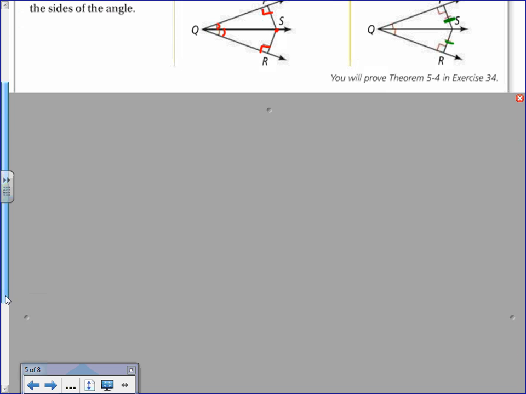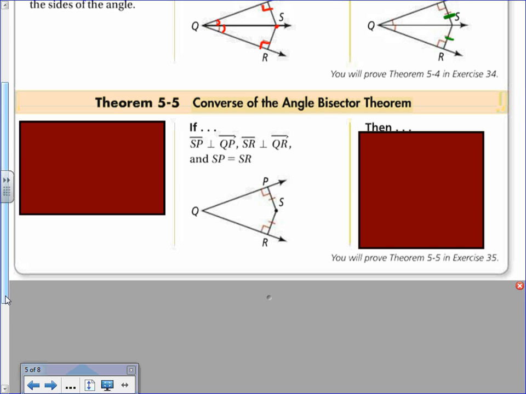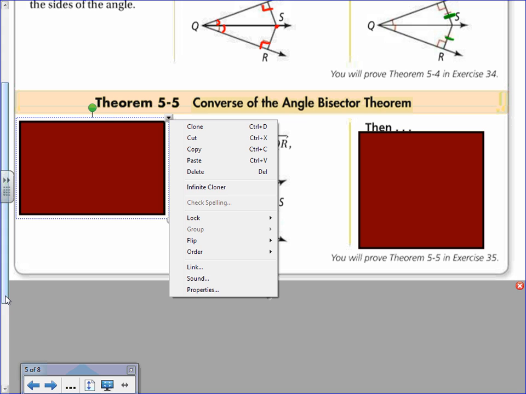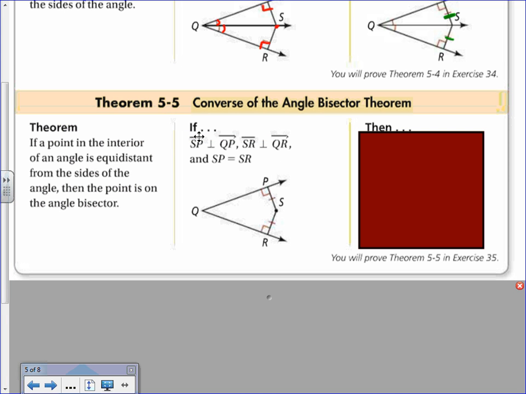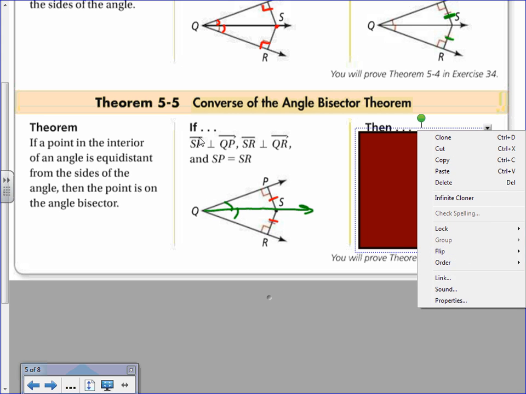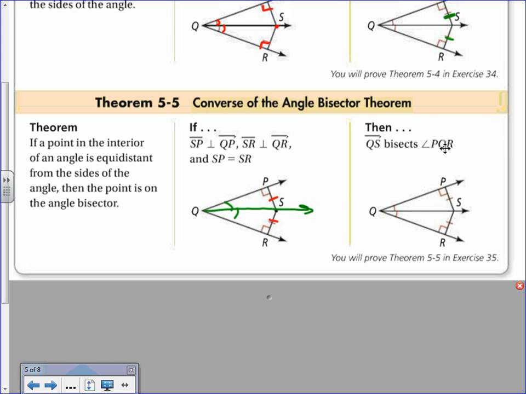Now the converse of this theorem is very similar as well. It says if a point on the interior of an angle is equidistant from the two sides, so in our picture it's equidistant from those two sides, and again they're perpendicular, so we know that that's the distance between the point and the lines, then the point is on the angle bisector. So you'll see it in the next picture, but it's going to be on the angle bisector of this angle. So QS bisects angle PQR. Excuse me. So it's just going backwards there.